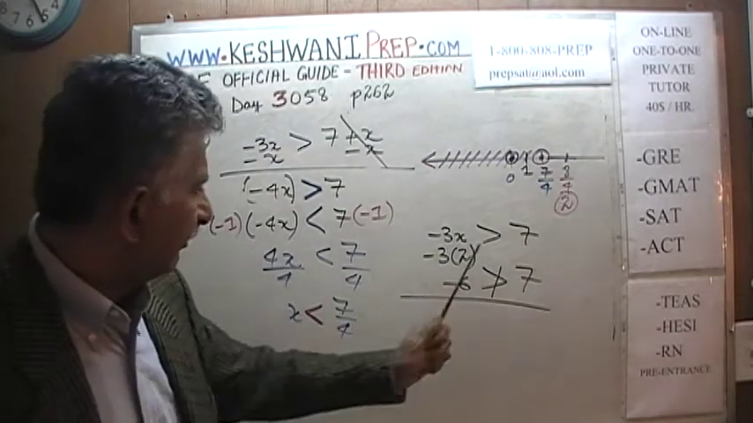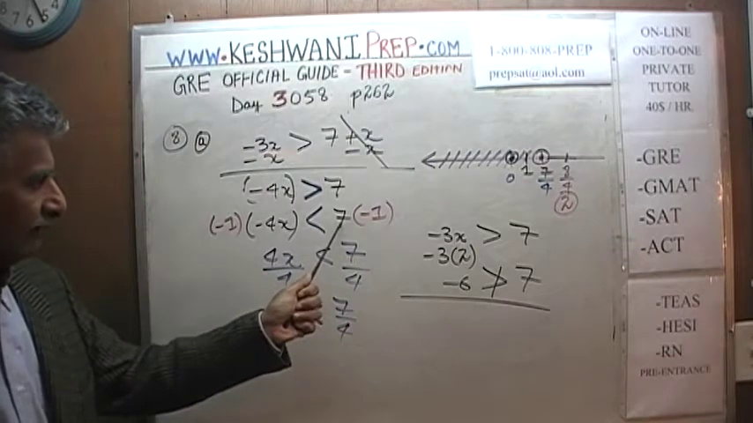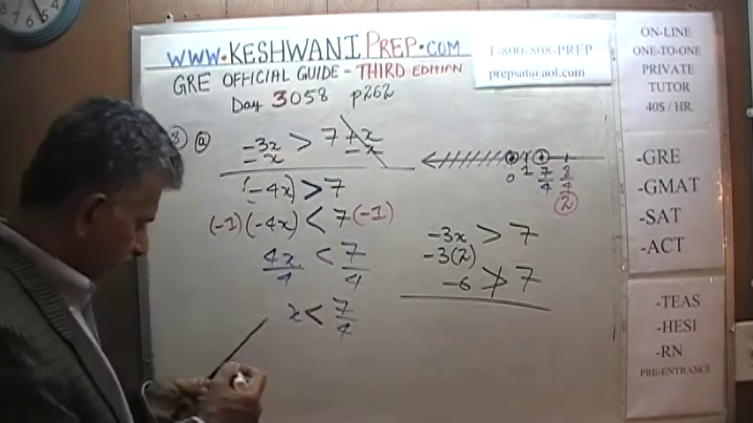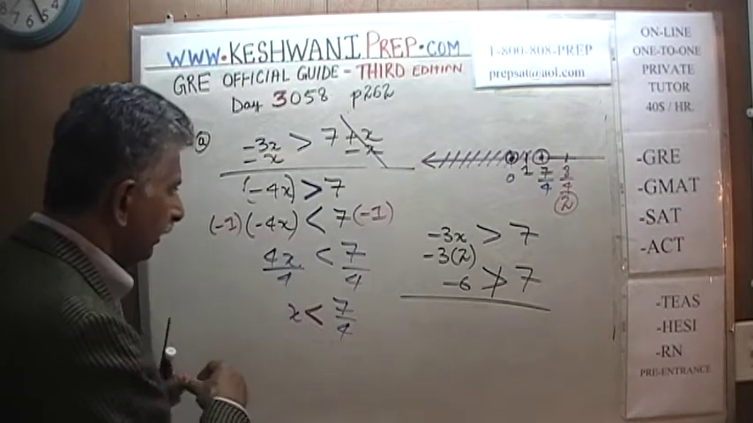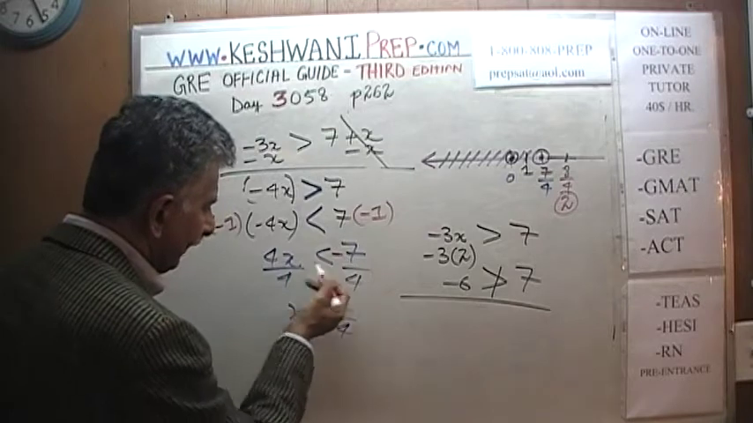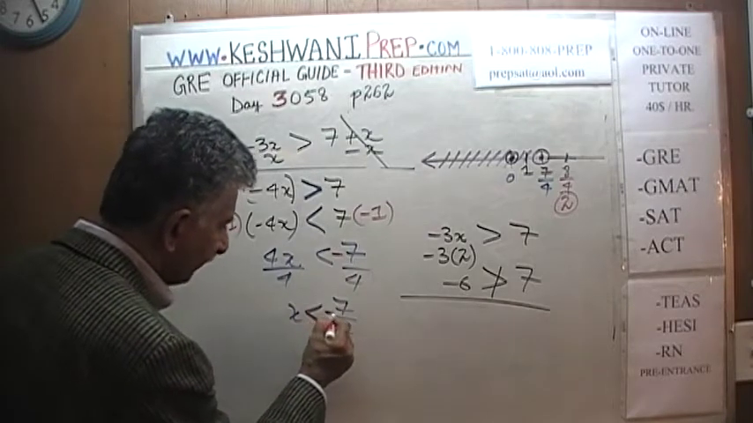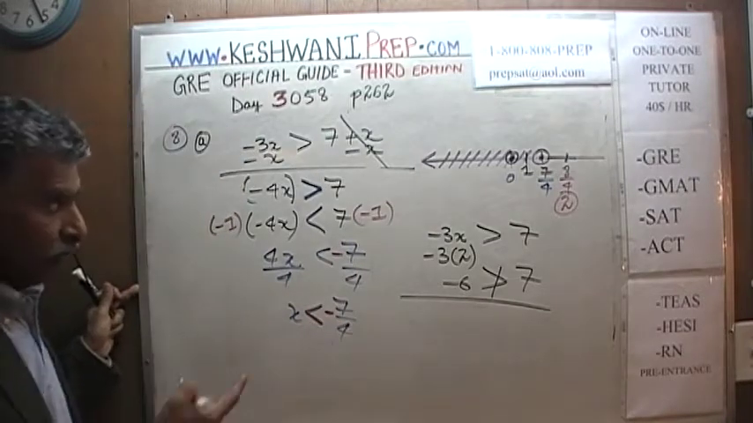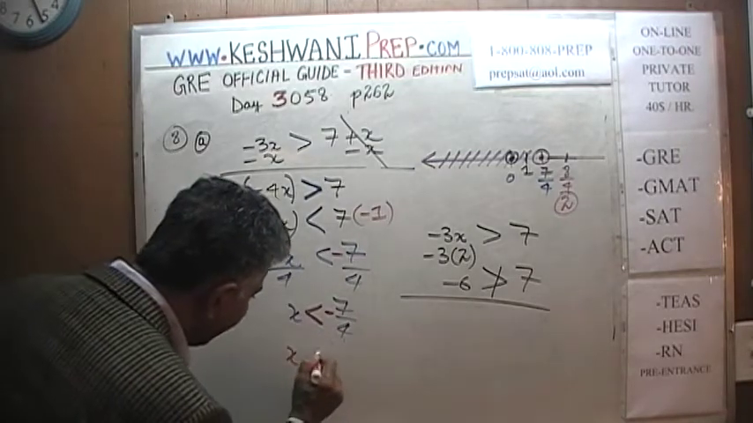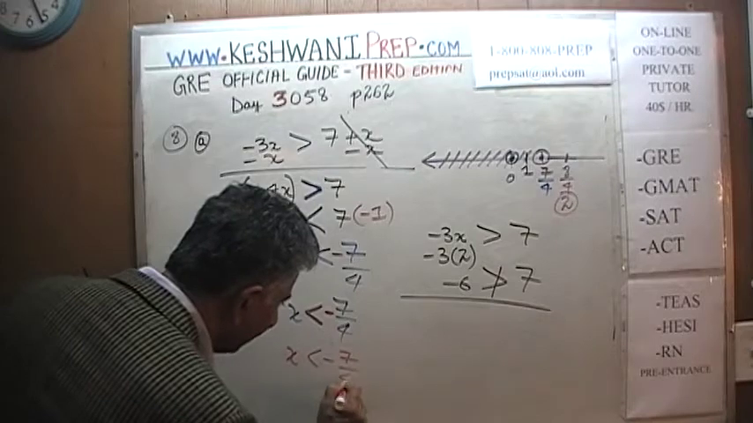There must be a reason why this one worked out. Here's the mistake that was made. 7 times negative 1 is negative 7. I'm going to put it in a different color so you can see where the mistake was made. 7 times negative 1 is negative 7, and you divide by negative 4, the solution is this. Okay, I'll explain why it checked out in a second. So the solution is x has to be less than negative 7/4.